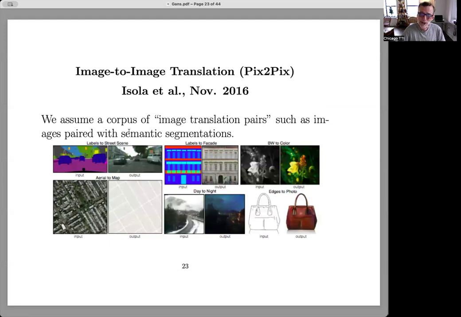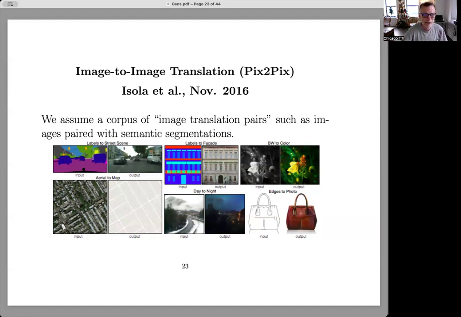But it turns out GANs are going to be helpful here. So there was something called pix-to-pix. You can probably still bring this up and use it. Pix-to-pix is trained on pairs of images. We've got a pair of images X and Y.